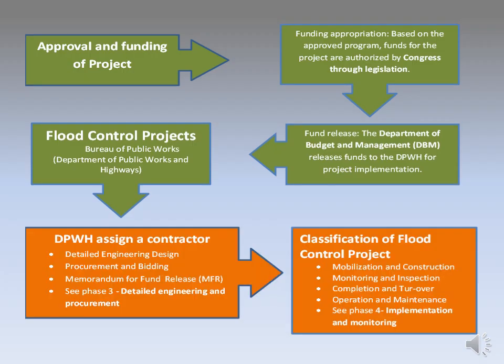The DPWH assigns contractors for flood control projects through a bidding process that involves advertising the projects, conducting technical and financial evaluations of participating bidders, and awarding the contract to the bidder who meets the qualifications and offers the most responsive bid. Contractors must provide detailed plans and meet specific requirements for equipment, personnel, and quality standards to be considered for these public works projects.